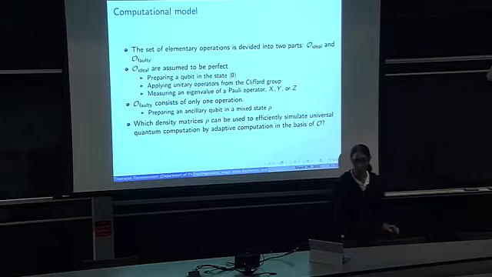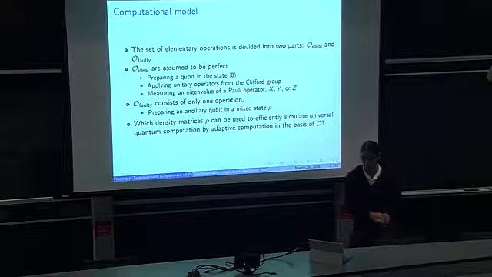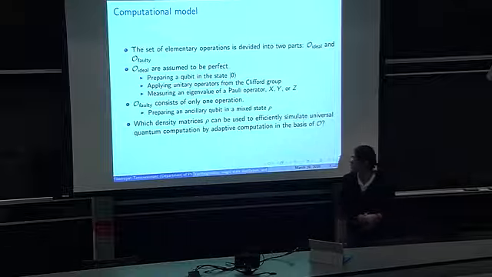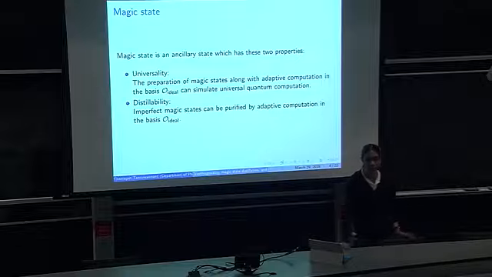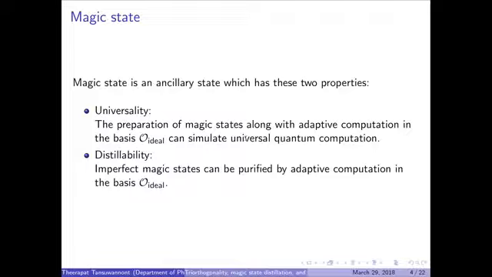And in our model, the faulty operation is only the preparation of an ancillary qubit in mixed state rho. So we would like to know what kind of density matrix rho can be used to efficiently simulate quantum computation in the basis of O. As we have seen in class, that kind of ancillary qubit is called a magic state.